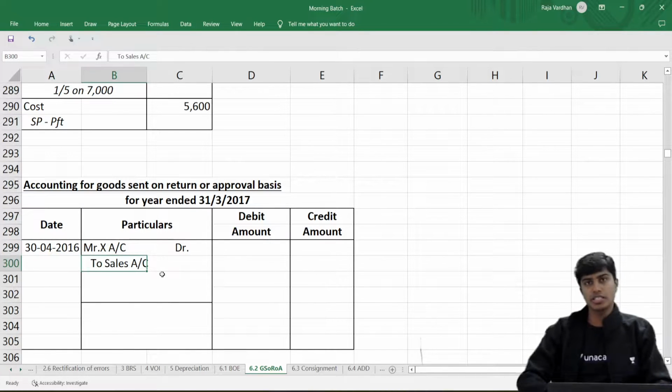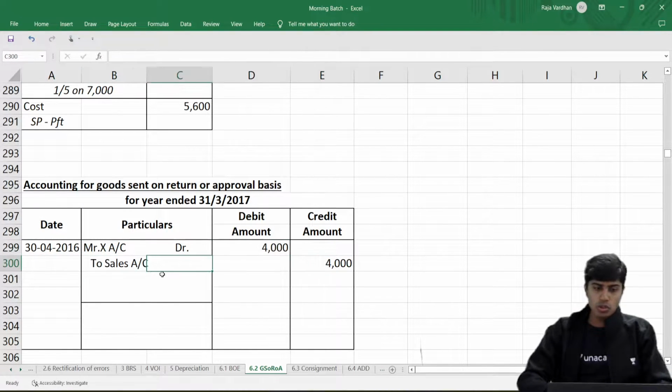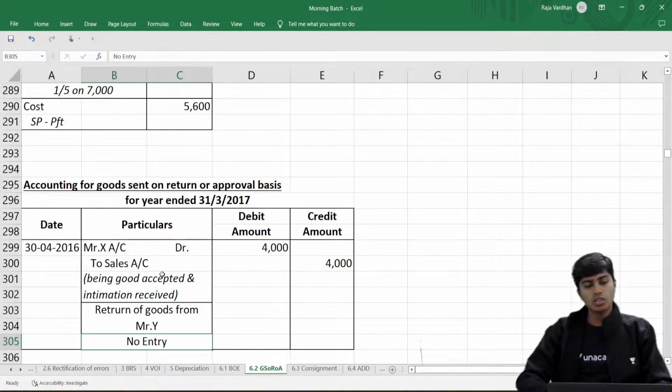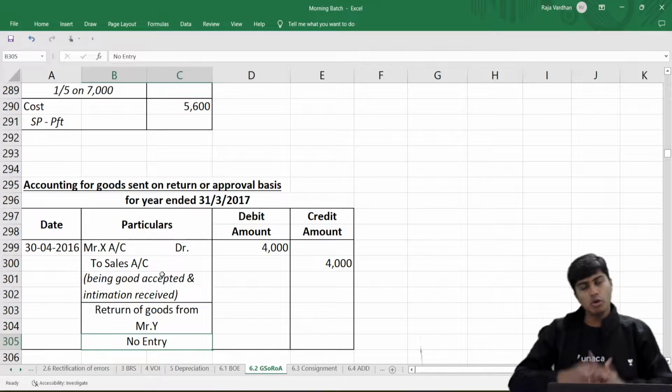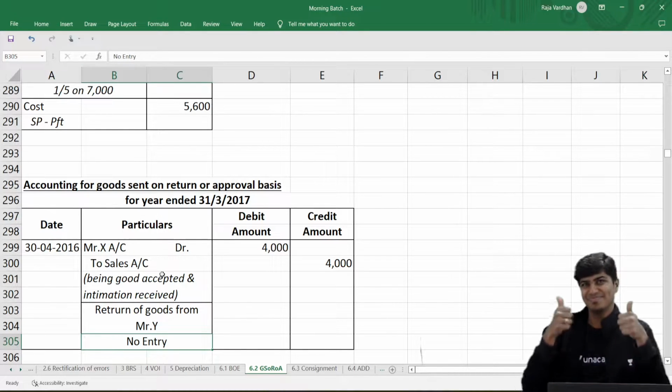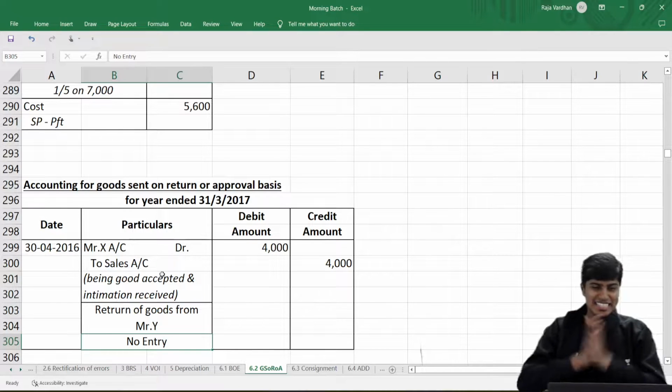X account debit to sales account. This is for 4,000 worth of goods which were sent to X. And for Y, who returned the goods, we don't have to write any entry because we've already reversed such sale of goods to Y, which were neither accepted nor returned on 30th of April. That's it, guys. We're done with this question.